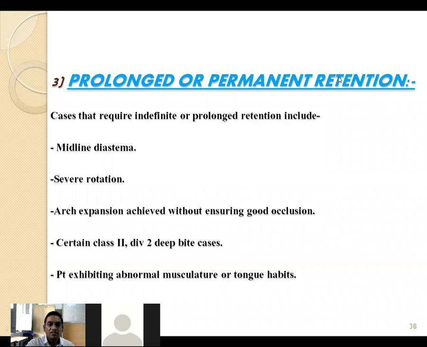Coming to the permanent retention, in these cases a permanent retainer has to be given. For example, in case of midline diastema, severe rotations, arch expansion if it is done in the maxillary arch, certain class 2 due to deep bite cases, and patients exhibiting abnormal musculature or tongue habits. So these are the cases where we need to give a permanent type of retention. Especially in severe rotation and diastema cases, we always give a fixed retainer.